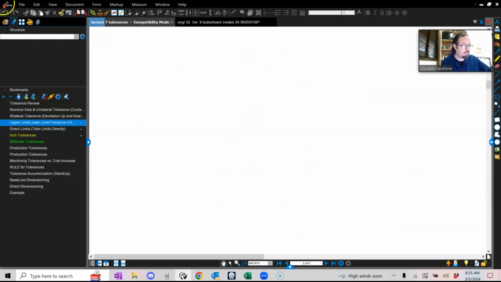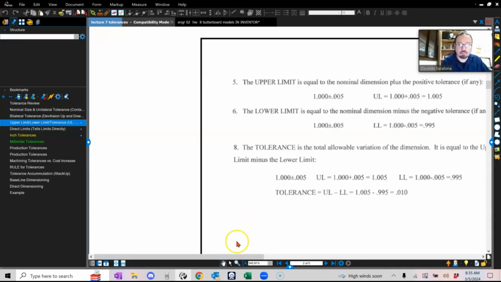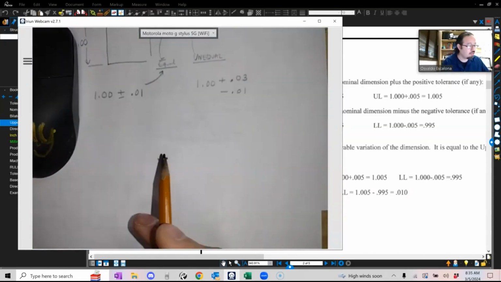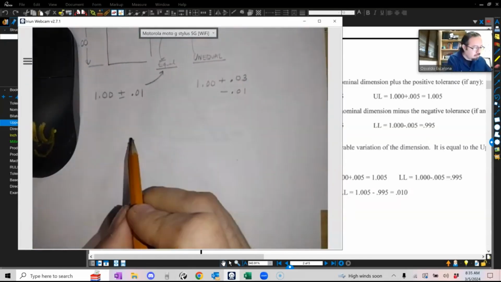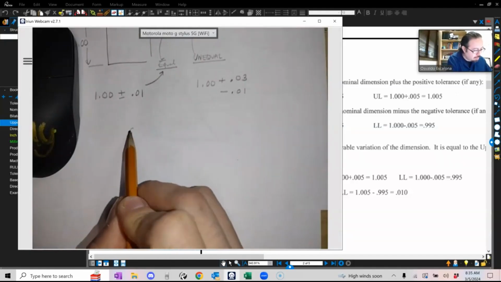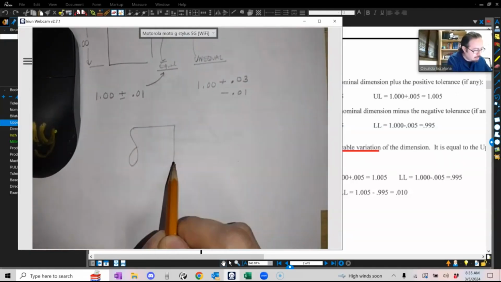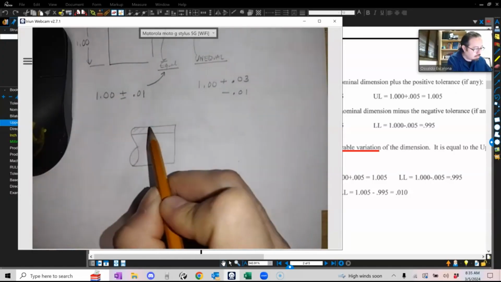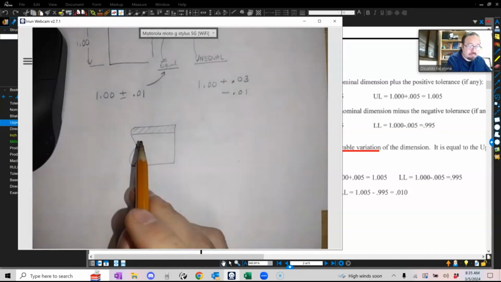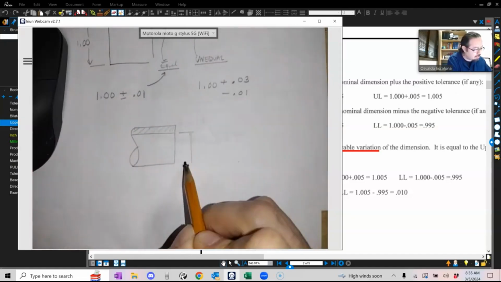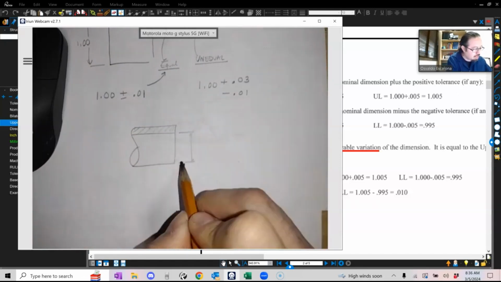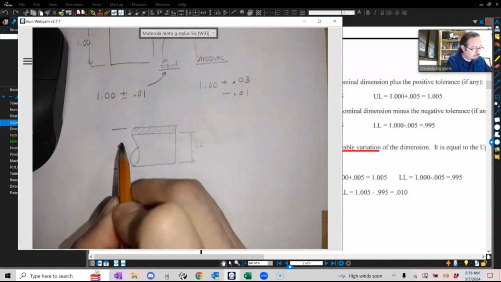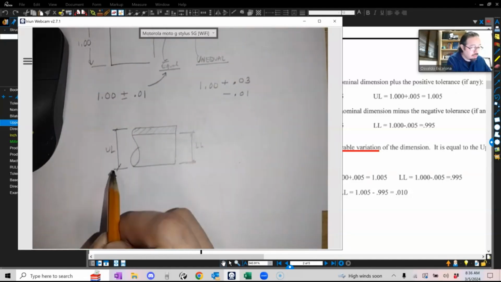So upper limit and lower limit. Upper limit, as the name implies, is the biggest it can get, and the lower limit is the smallest it can get. So if I were to draw this, I'm going to make a pin. This is a pin, and I'm just looking at the side. And if I were to look at the tolerance, let's say that from here to here, this is the lower limit. This is the smallest I can get. And this guy here is the upper limit, which is the biggest I can get.